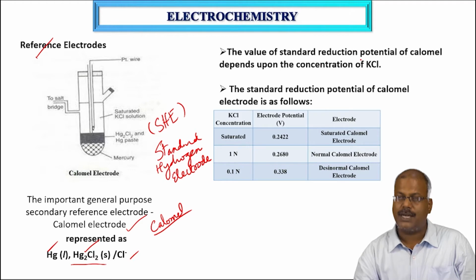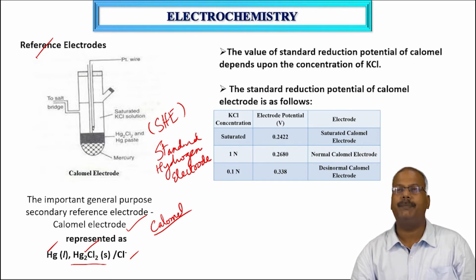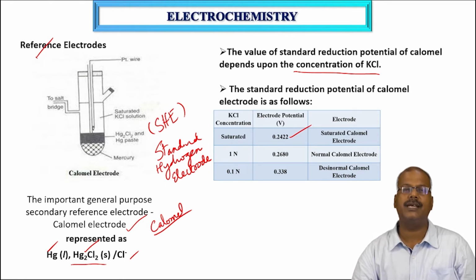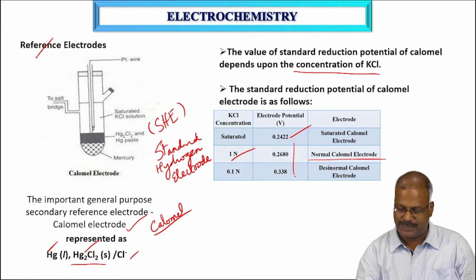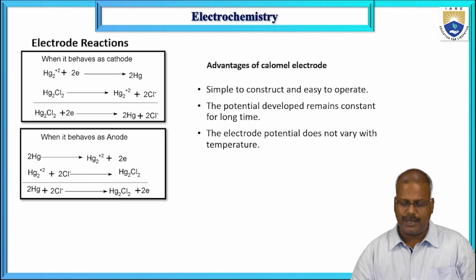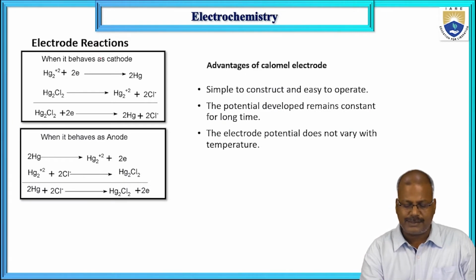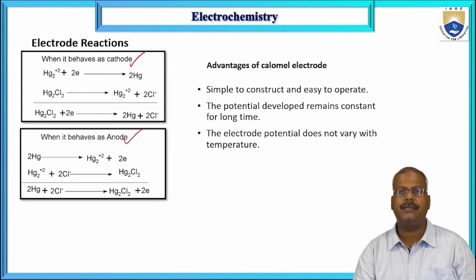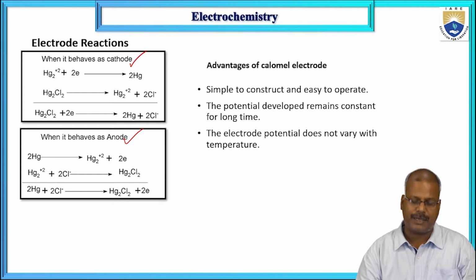So basically, the value of the standard reduction potential of calomel depends on the concentration of KCl. When it is saturated, the electrode potential is 0.2422 volts, which we normally use as a secondary reference electrode in many places. One normal means a normal calomel electrode, whose potential increases with the decrease in concentration. This calomel electrode can act as either a cathode or anode, depending on the metal you are connecting with the calomel electrode.